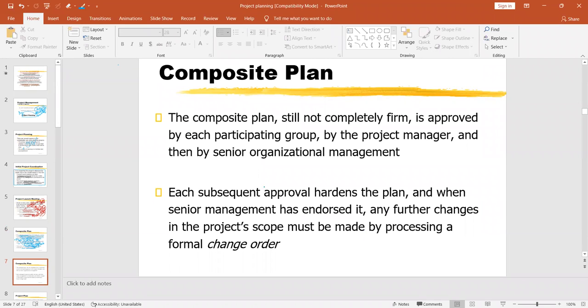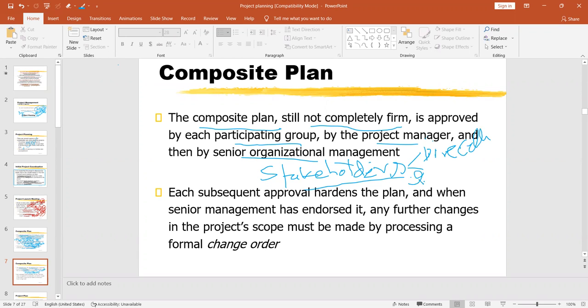Here are some points that we must keep in mind at the time of preparing or presenting a composite plan. The composite plan is still not completely formed until it is approved by each participating group, by the project manager, and then by senior organizational management. Here we use the word stakeholders. Remember, I am writing one word, stakeholders. Stakeholders means those who are directly or indirectly benefited from the project.